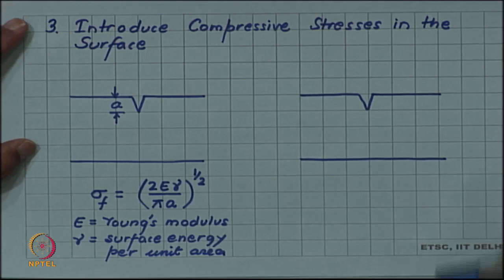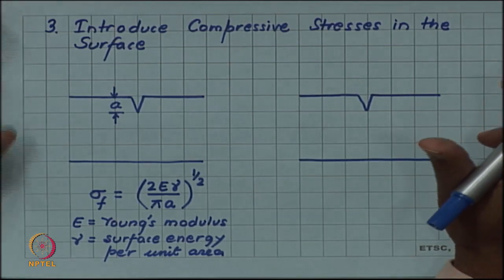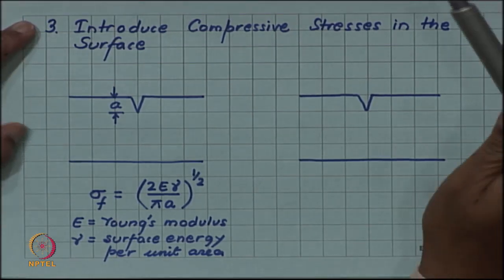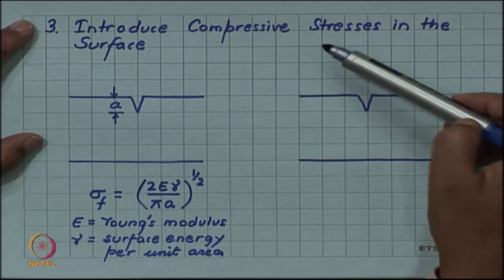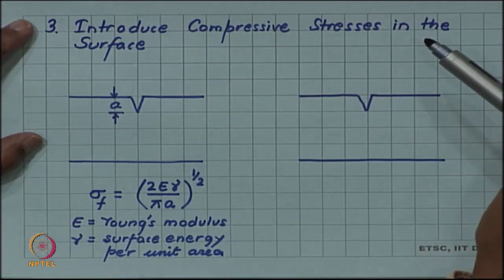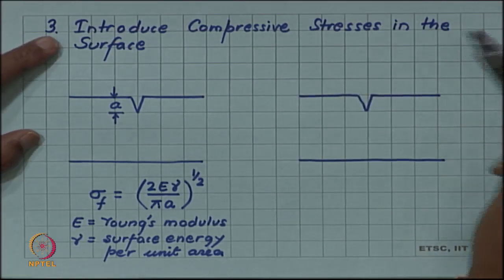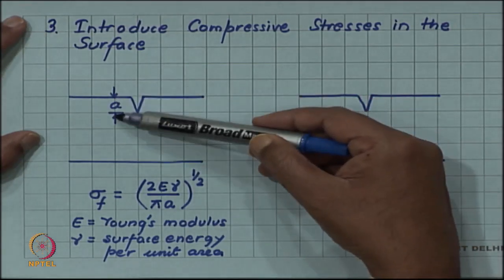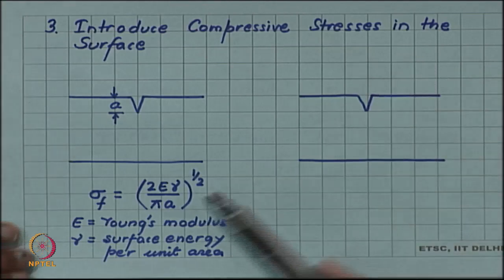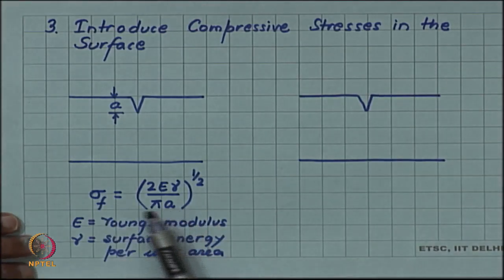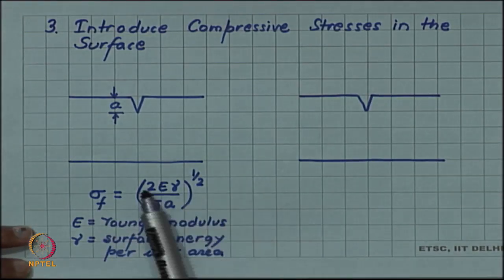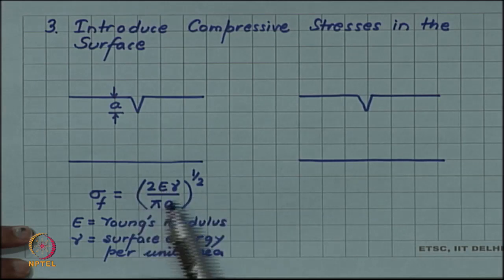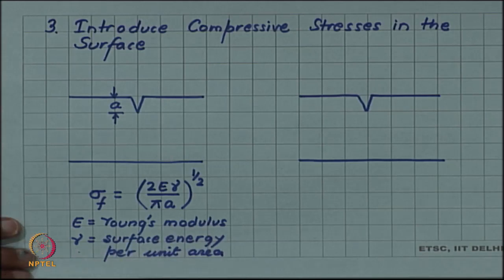A very interesting way of enhancing fracture stress of any material is to introduce compressive stress in the surface. So, let us assume that this is a component with a surface crack of depth A. We know from Griffith's formula that the fracture stress will be square root of 2 E gamma by pi A, where E is the Young's modulus and gamma is the surface energy per unit area.